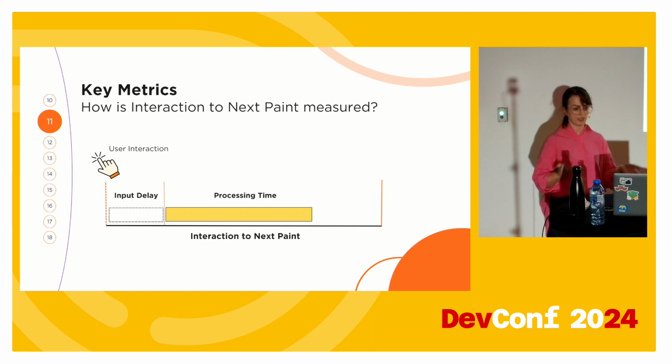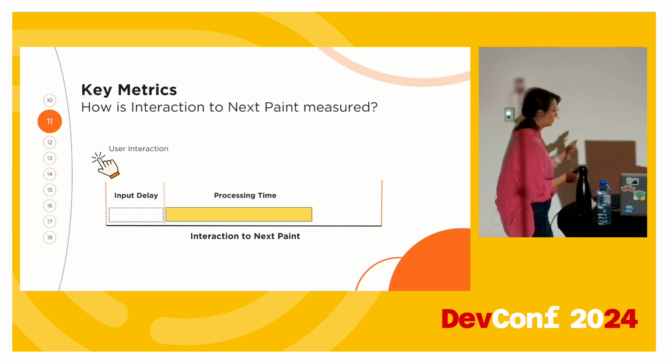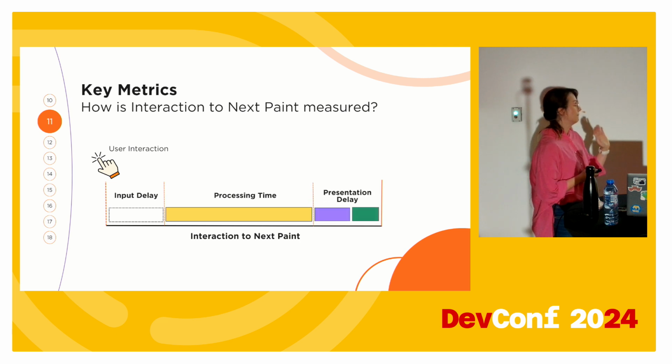Then we have processing time. So all the JavaScript stuff under this key press is done. Then we have presentation delay. So maybe, I don't know, we should change the color of the button or do other layouting or painting stuff. It is done here. And then we have the UI update. So it's quite a long road between user interaction and UI update.